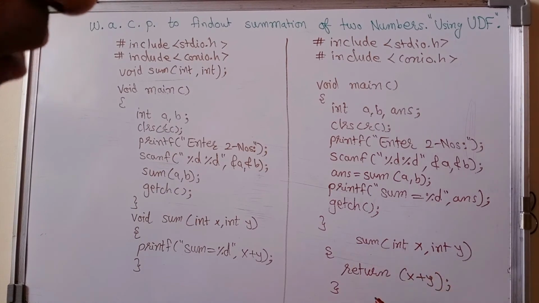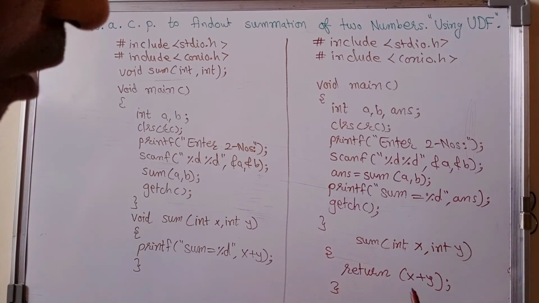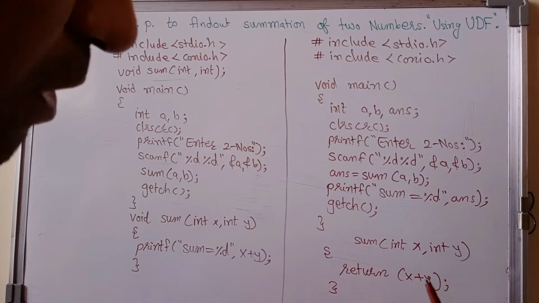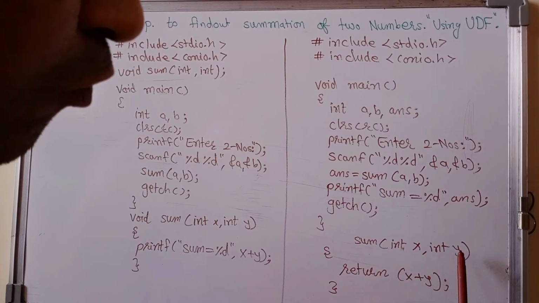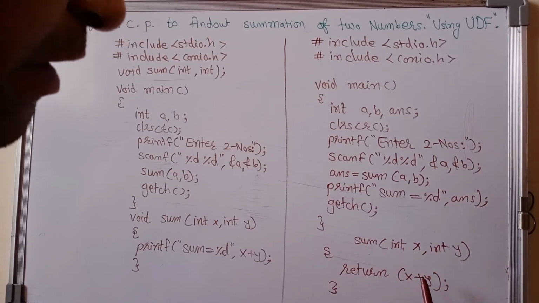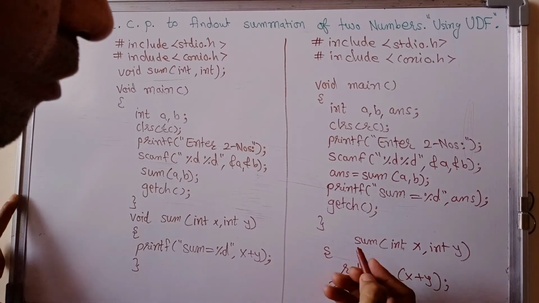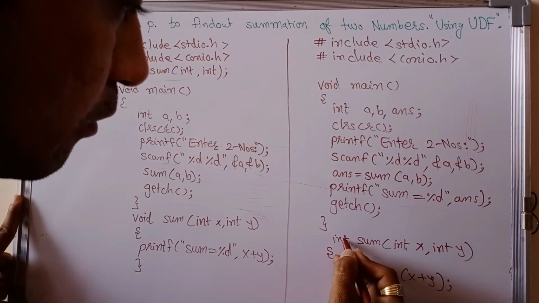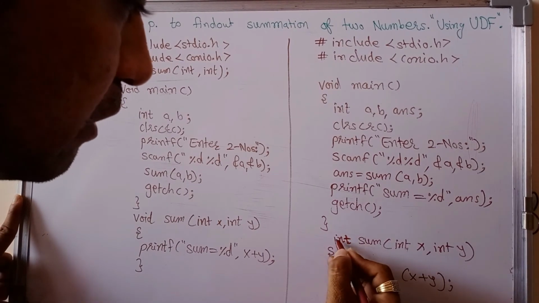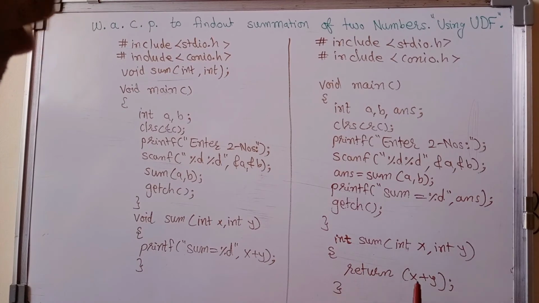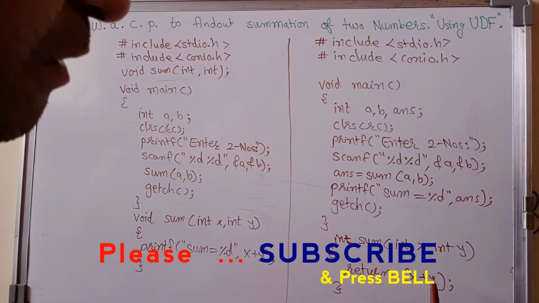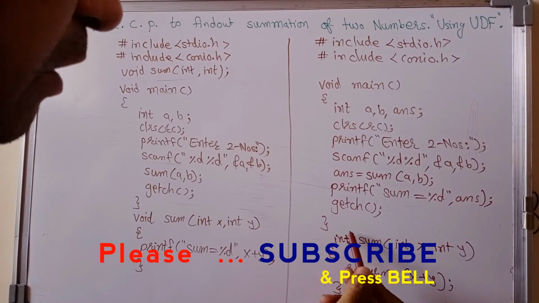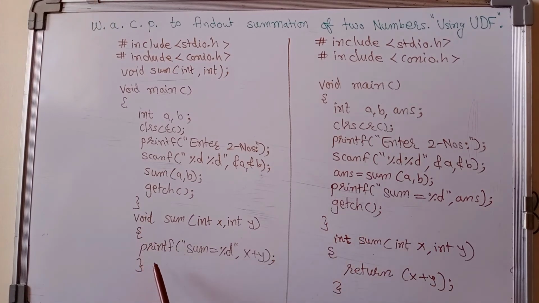Here my user-defined function is returning an answer and that answer's data type will be integer. Any two integer numbers' addition will be an integer, so my integer answer is returned. So I need int here in place of void. This is the function return type. If our function is returning any value, that value's data type must be written here. If our user-defined function does not return any value, then and only then we write void here.